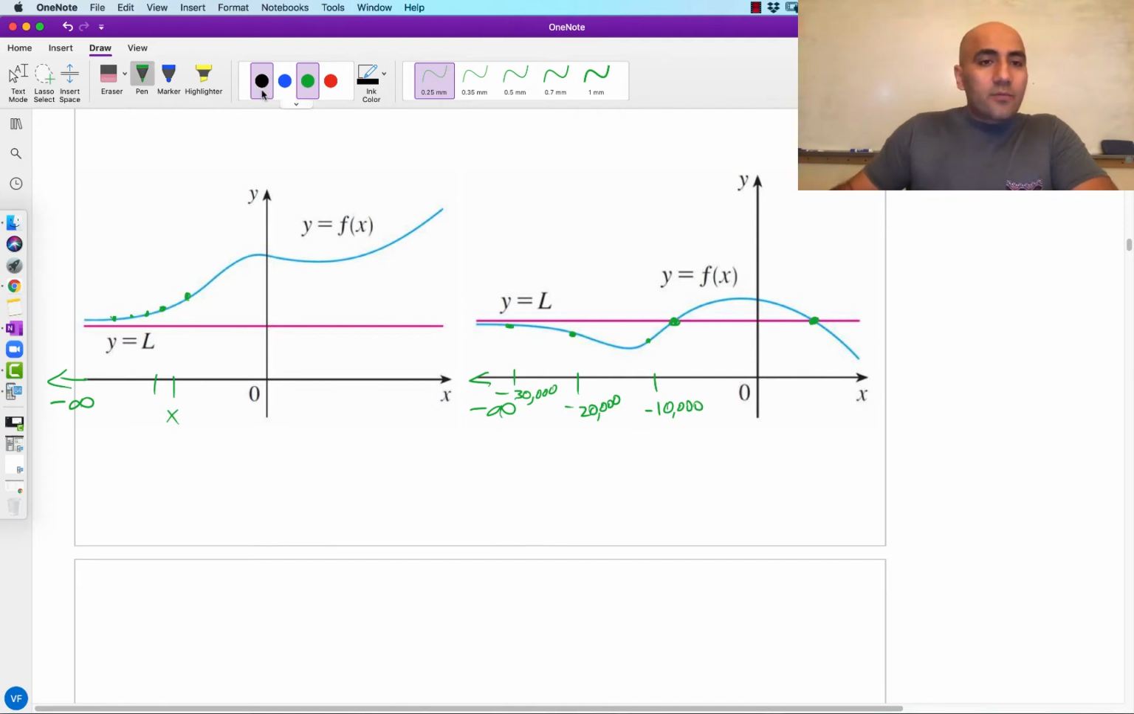Okay, so again, just to practice our notation, this is indicating that the limit as x approaches negative infinity of f of x, since the actual equation was not given, is equal to capital L, right? Again, the actual value of L is not given. So this is the notation that would apply to both functions. The limit as x approaches negative infinity of f of x equals capital L.